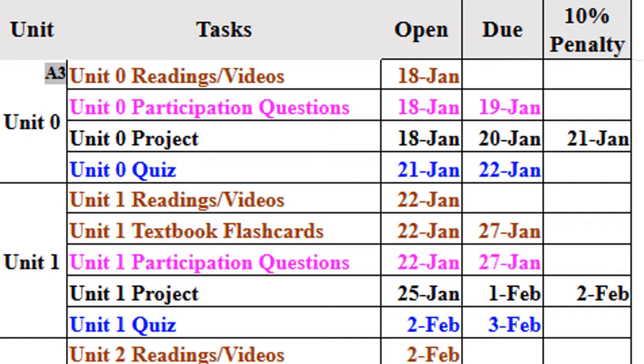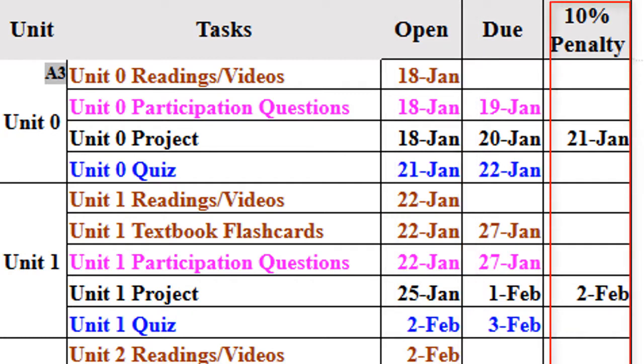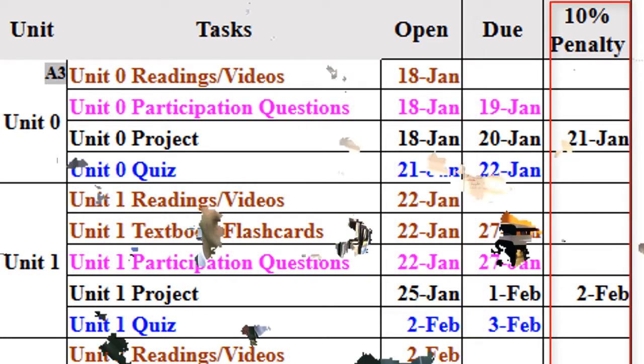It may be helpful to map out these dates on a calendar. Please pay careful attention to the dates that assignments will open and when they will be due. As discussed in the syllabus, I do not accept late work except for the items listed in the last column, and they come with a 10% penalty. I do, however, offer extra credit. I will explain more about this and other opportunities for extra credit in the future.